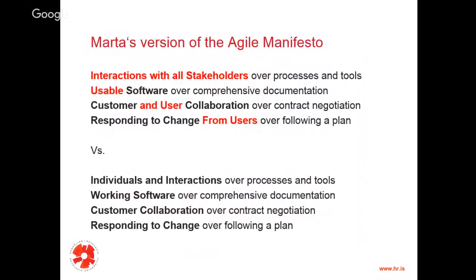Yeah, so this is my version of the Agile Manifesto. It's just a joke. I have never published this before, but this is how I would like it to be. So interactions with all stakeholders, not only individuals and so on, but interactions with all stakeholders, usable software instead of working software, customer and user collaboration, and responding to change from users. If users have change requests, you should respond to that.